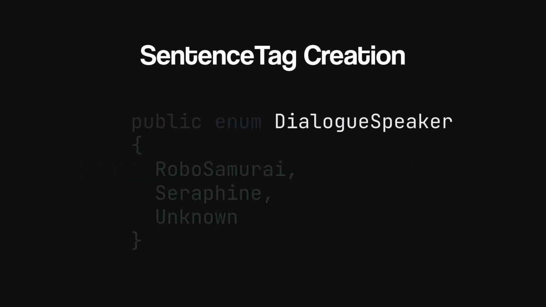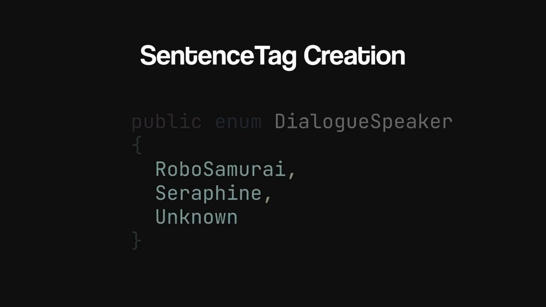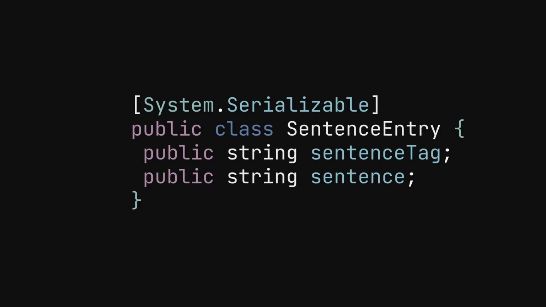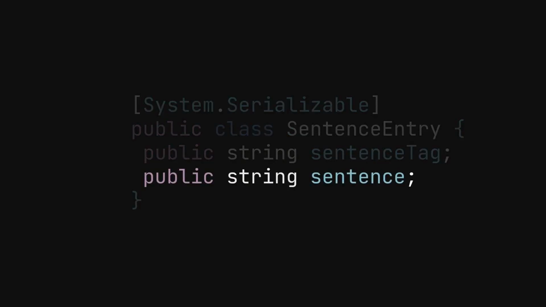We create a dialogue speaker enum that contains all speakers that are in the game in order to have consistent names and tags. We can use a new class called sentence entry to create an array with all the data from the CSV. The class will have the exact same amount of values as the spreadsheet had, so in our example we have a string for the sentence's tag and one for the actual contents of the sentence.